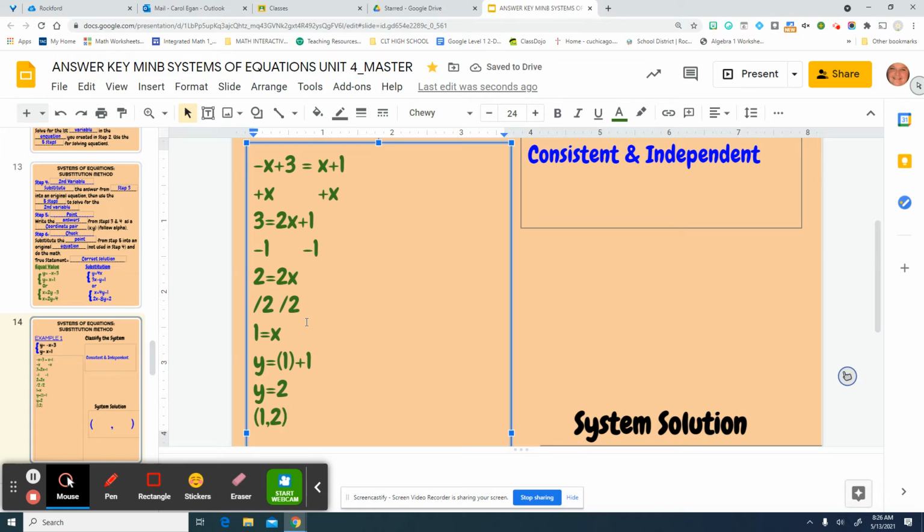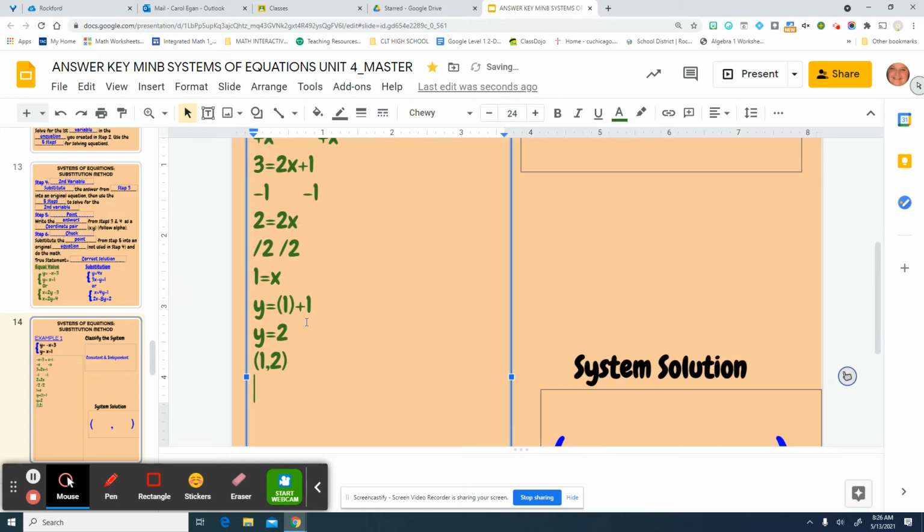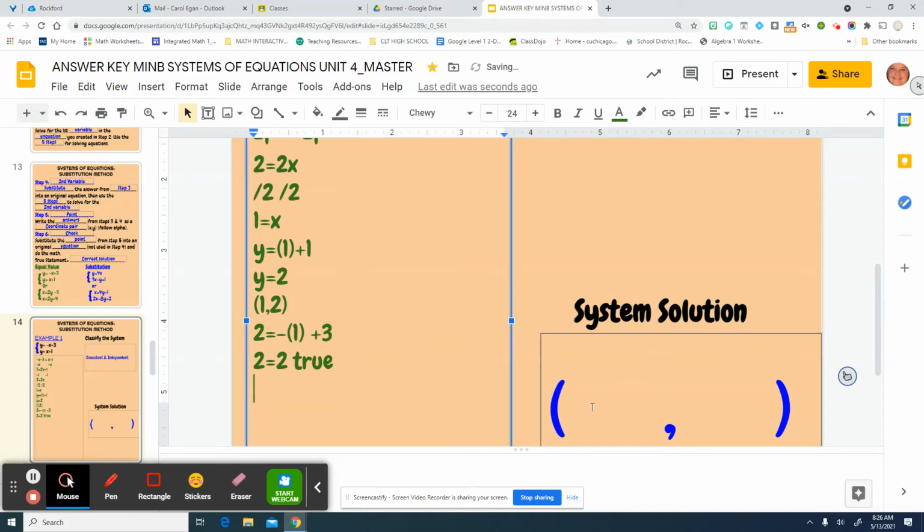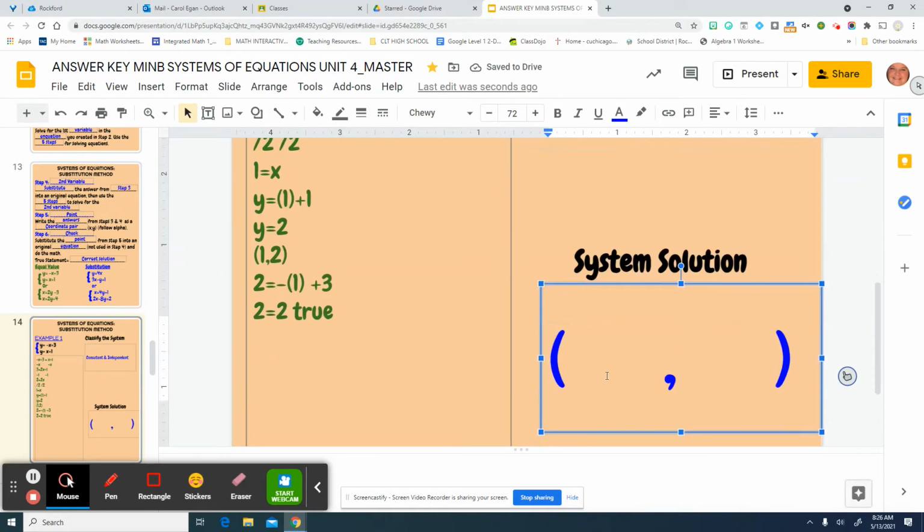So now I need to check my work. I'm going to use the other equation I hadn't used before, which is y equals negative x plus 3, to confirm that my work is correct. So 2 equals negative 1 plus 3, and that is going to give me 2 equals 2. That's a true statement. So I know that my solution is correct. I'm going to put my solution over here in this big box. So my solution is 1, 2.